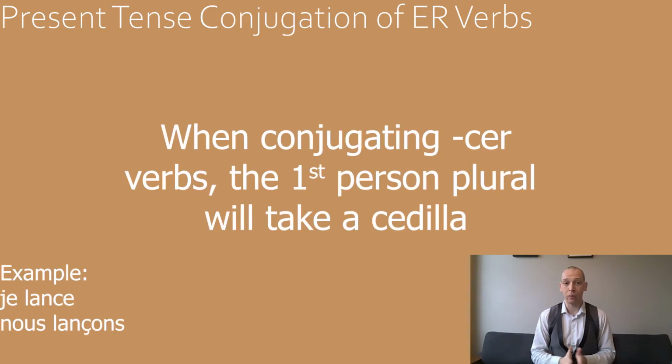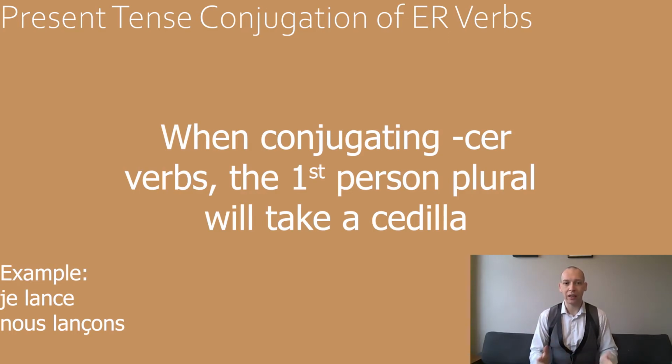When conjugating verbs whose infinitives end in CER, such as lancer, the new conjugation requires the addition of a cedilla to the C. For example, nous lançons. This is because there are hard vowels and soft vowels in French, the hard vowels being A, O, and U, and the soft vowels being I and E. When C is followed by a hard vowel, it is pronounced as K. But when it's followed by a soft vowel, it's pronounced as S.